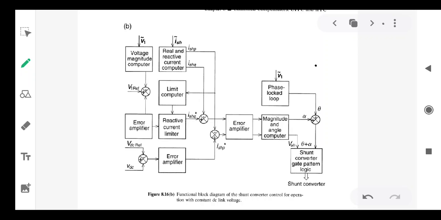So this is the shunt controller functional block diagram. So let us look at this. V1 is taken as reference for the shunt controller. From the phase lock loop, theta is obtained. That theta is summed to alpha in order to get alpha plus theta, the required synchronizing signal angle. And VSH is the voltage required for the shunt controller. So the VSH can be derived like this.